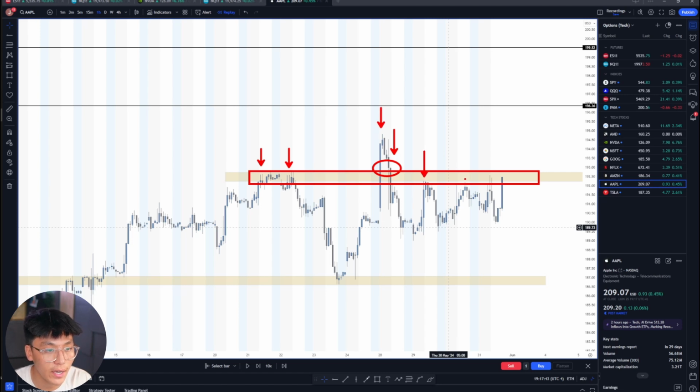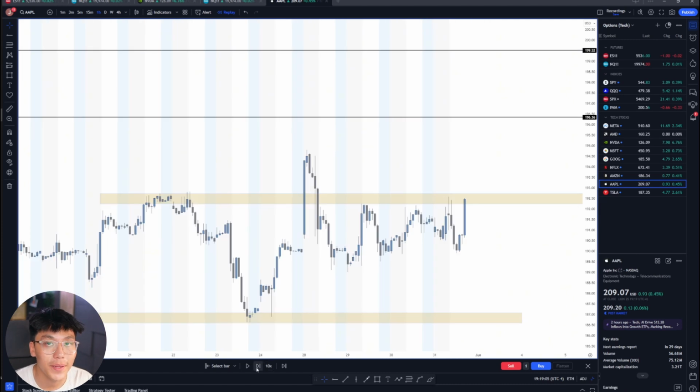We start using this area as supply. You can see there's multiple touches here. So what we're going to be looking for is a potential break above this supply zone, and then look for this retest for a push towards that all-time highs level on Apple. So we can play the tape here.